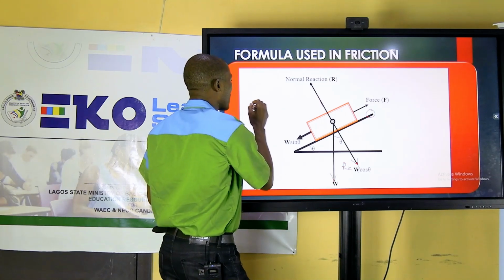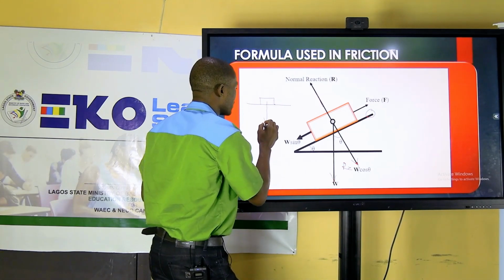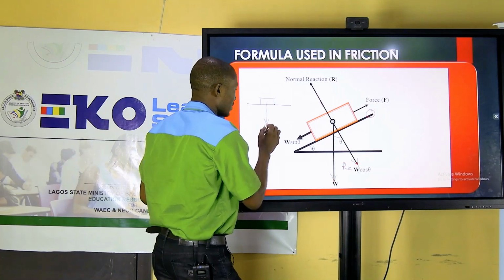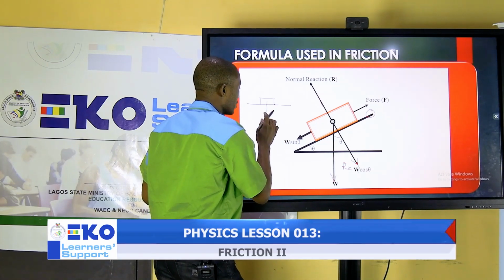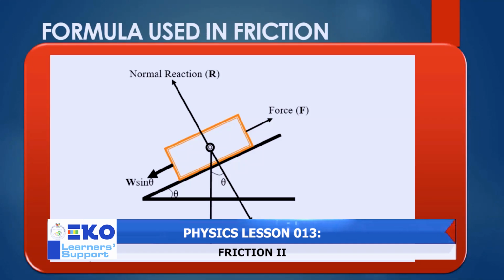The same thing happened when we had it on the horizontal surface. If you have it on the horizontal surface, your weight acts downward and your normal reaction acts upward. This is the normal reaction. Your weight acts downward. So normal reaction is the same thing as weight.